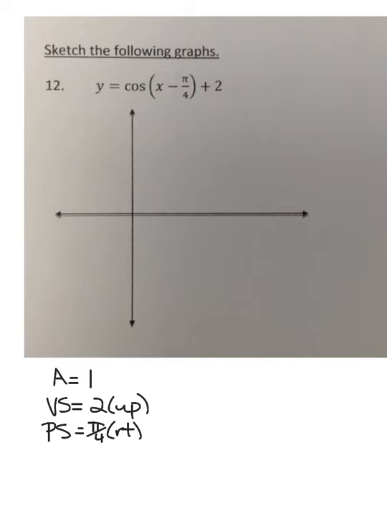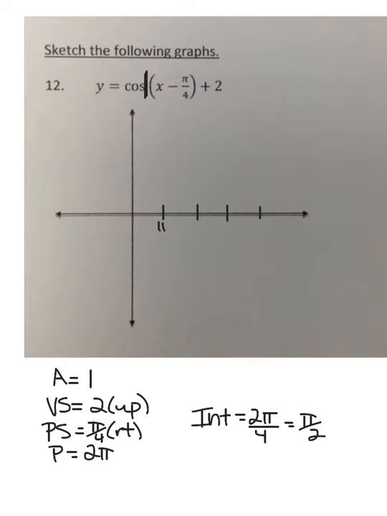And let's see, what else do we need? We need the period of the graph, right? Well, the period of the graph is 2 pi times the frequency, and if you look right here, the frequency is a 1, so the period is 2 pi. And lastly, the interval is going to be that 2 pi divided by 4, so I know my interval is pi over 2. So basically, I'm going to put 4 slashy things, and each of those is going to be an interval of pi over 2, going up in pi over 2 increments.